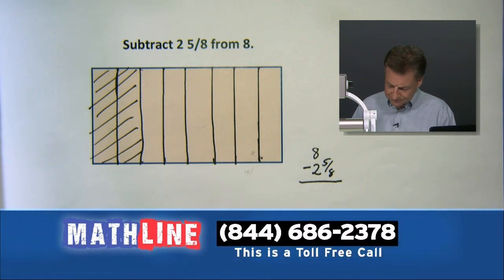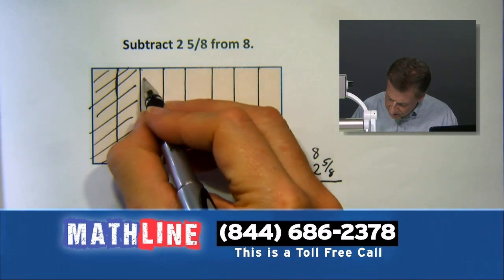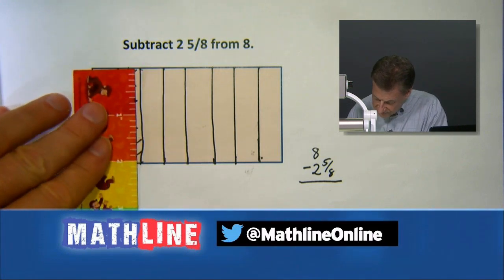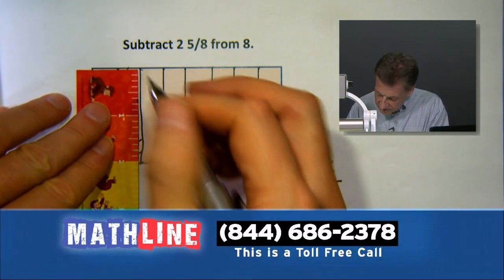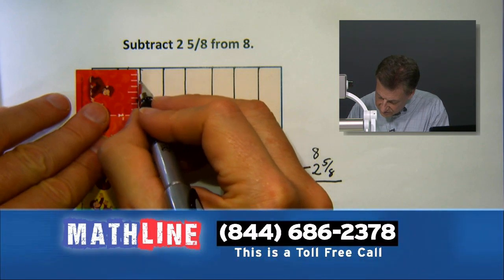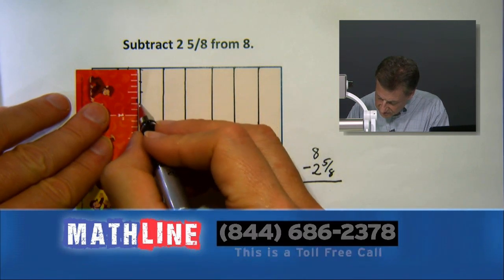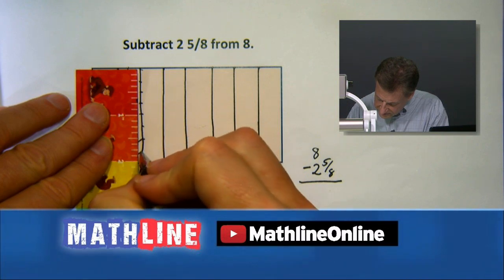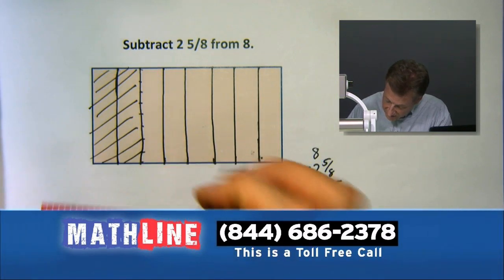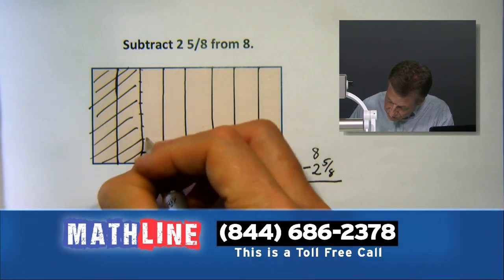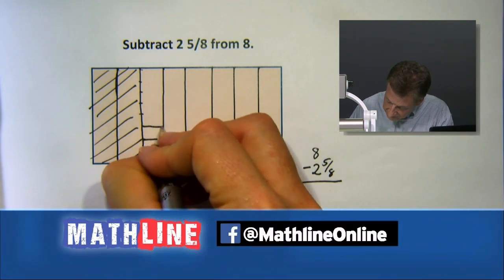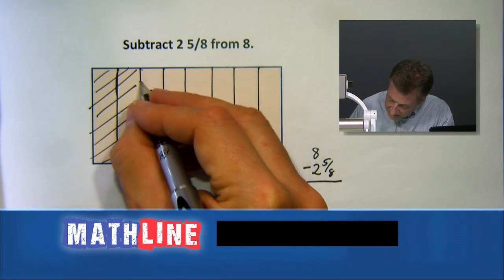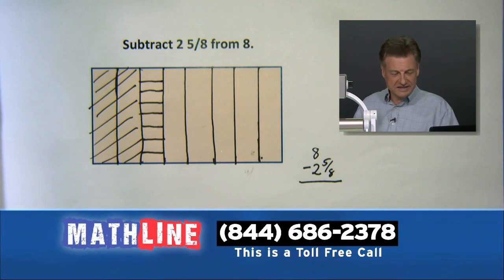So here's what we're going to do. I'm going to try to make this work. We're going to try to divide this little guy into 8 sections. All right, so here we go. 1, 2, 3, 4, 5, 6, 7, and there's 8. So we'll just cut right across. You get the idea. So what did I just do, folks? I just divided that into eighths, didn't I?